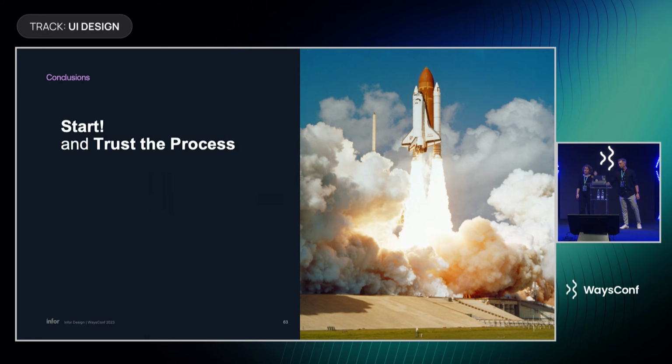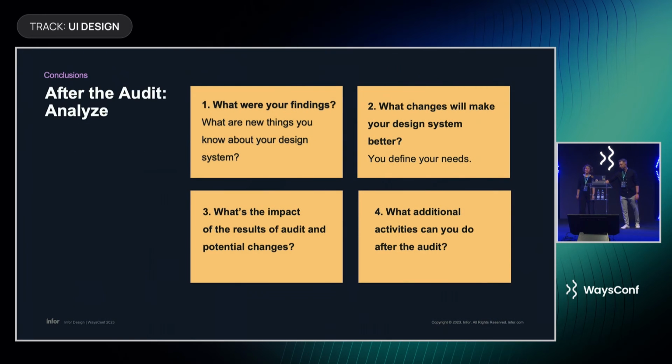And then after the audit is done, after work is done, try to analyze. Think about what were your findings, what now you know about your design system or components library, which you were not aware about before this audit. Second step, think about what changes can make your design system better, potentially, after all things you learned.